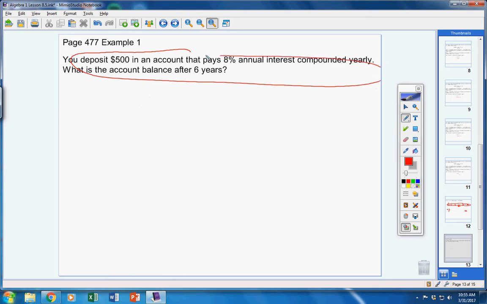Okay, moving on. Now, in your notes, I would not take time to write this down. I would just write page 477, example number 1. Okay? I would not write this problem down. It takes too long, just write page 477, example 1. And here we go. You deposit $500 in an account that pays 8% interest every year. Okay? Compounded yearly just simply means you get interest every year. If it said compounded monthly, that would simply mean they figure your interest every month. Okay? The more times you get interest, the better off, the more money you're going to have.